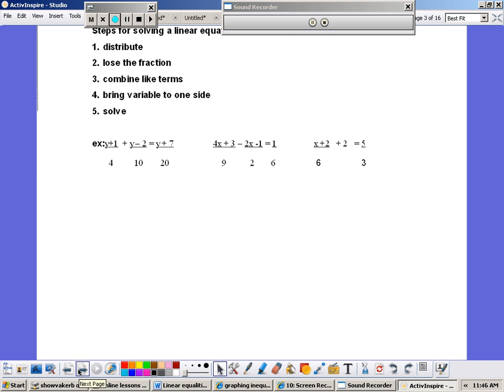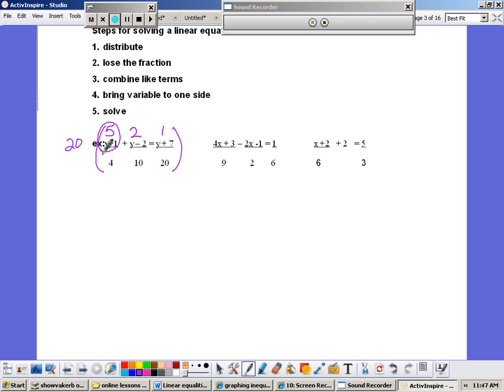I'm going to continue this on this side. Distribute, lose the fraction, combine like terms, bring variable to one side. There is nothing to distribute on the first one, but I can lose the fraction. The reason I can lose the fraction is there's an equal sign, and if there's an equal sign, that makes it an equation. When I have an equation, I can lose the fraction by multiplying by the least common denominator out front. So what number do 4, 10, and 20 all go into? 20. So 4 goes into 20 5 times, 10 goes into 20 2 times, 20 goes into 20 1 time.